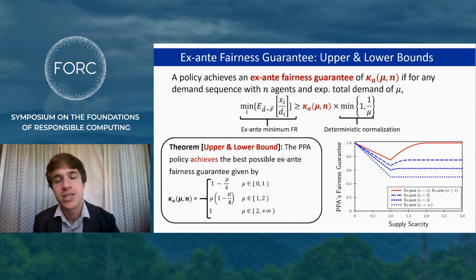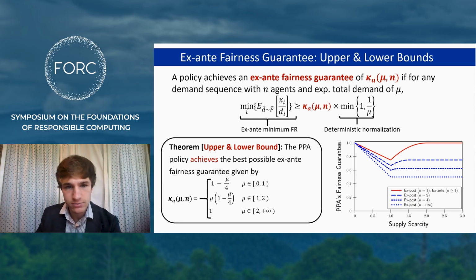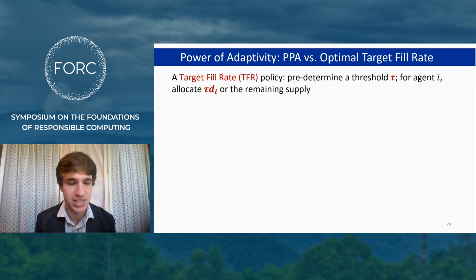Now, one thing that makes our PPA policy so effective is its adaptiveness. As it sees more and more demands, it's able to adjust, which accounts for potential correlation in demands. Now, this is particularly important, and to emphasize that, let's take a look at some non-adaptive policies, and in particular, a class of policies that are commonly used in practice, which we call target fill rate policies.